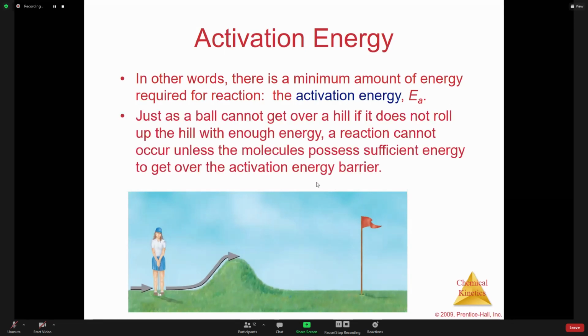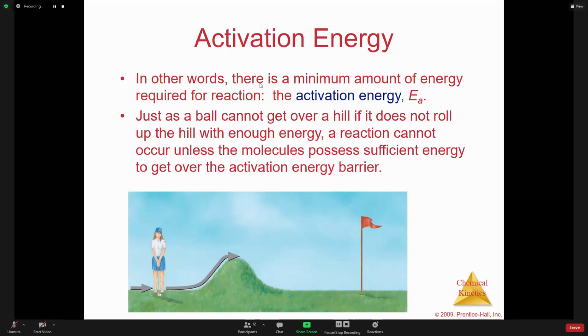So just like a ball doesn't just roll up the hill with enough energy, you have to give it some energy, right? It has to have a certain amount to get over. If it's not enough, it'll roll back down. If it's too much, it'll go past the hole, right? So it's got to be that perfect amount.